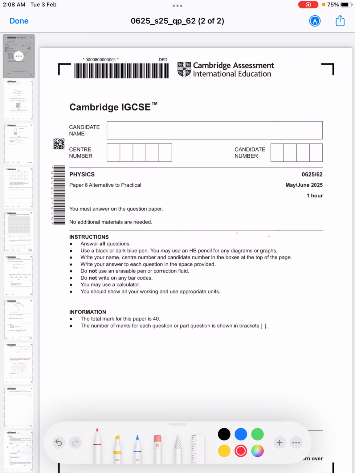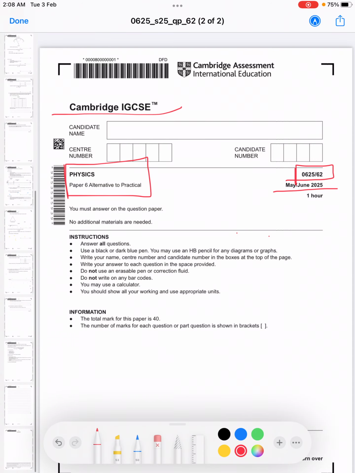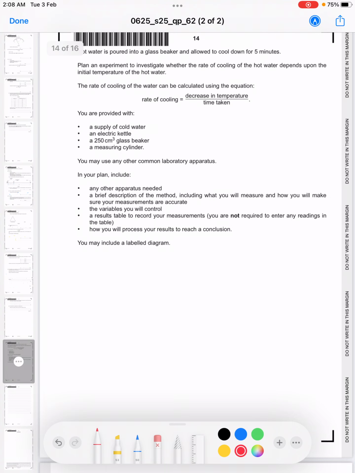This is Shamsa Jabeen and I am solving Cambridge IGCSE Physics Paper 6 May June 2025 with the code 062562. In this video we will solve question number 4 of this paper.